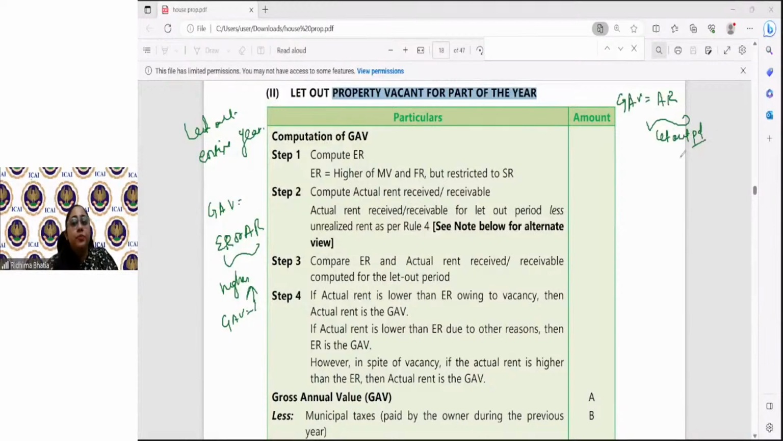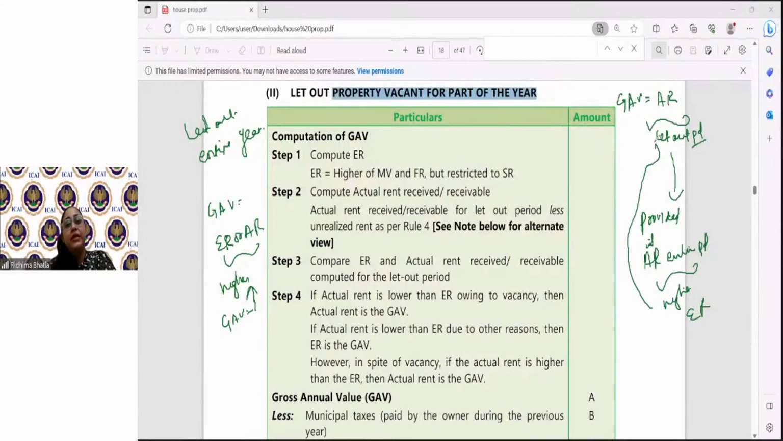Actual rent for the let out period, provided that if the actual rent would have been taken for the entire period, it would have been a higher value than your expected rent. Then only actual rent for the let out period in this case would be your JV.